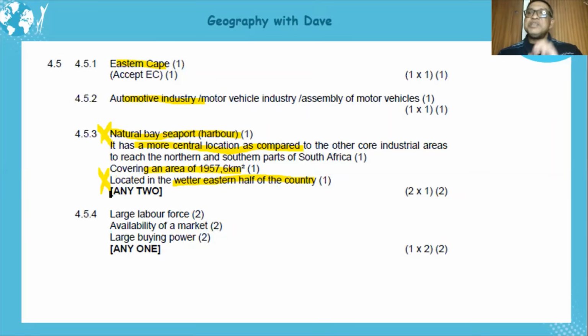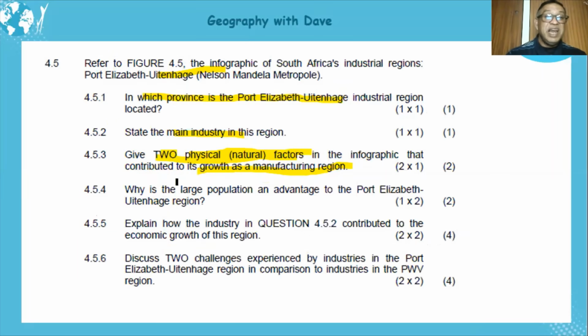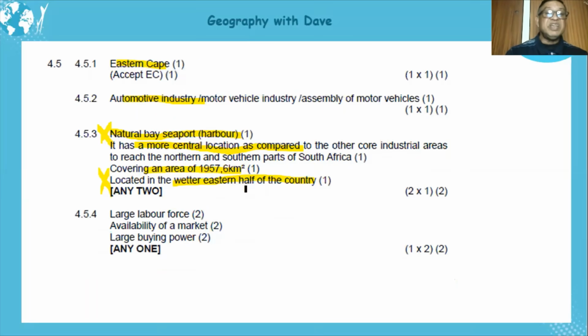So we'll just go through and look at how easily you get the answers. And you got another 2 marks. Now, let's go back to the questions. Why is the large population an advantage to the Port Elizabeth-Uitenhage area? Again, a specific. It talks about the population and its importance to that industrial area. So our answers have to stick to the population, like labor supply, etc. So let's go to this.